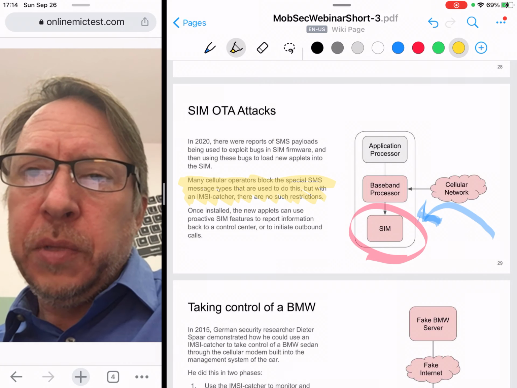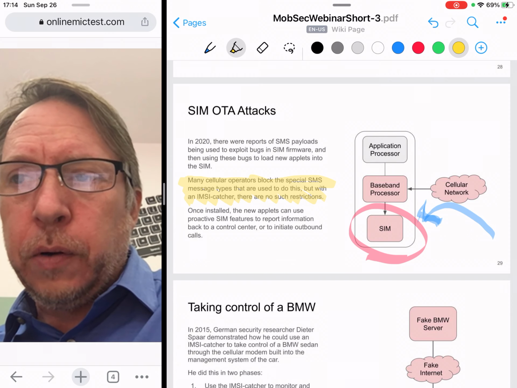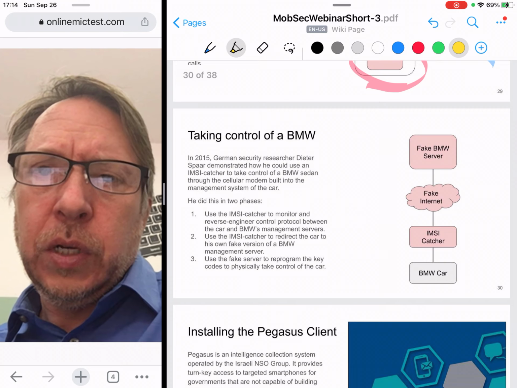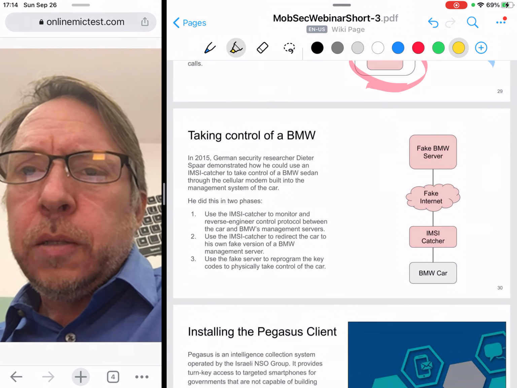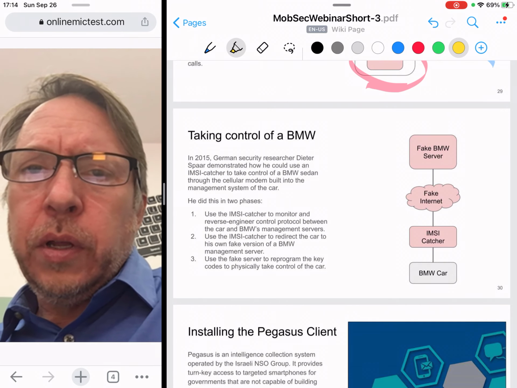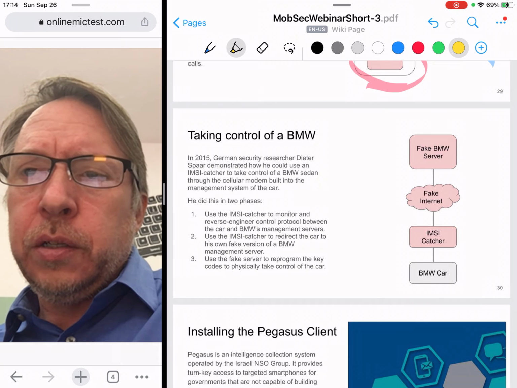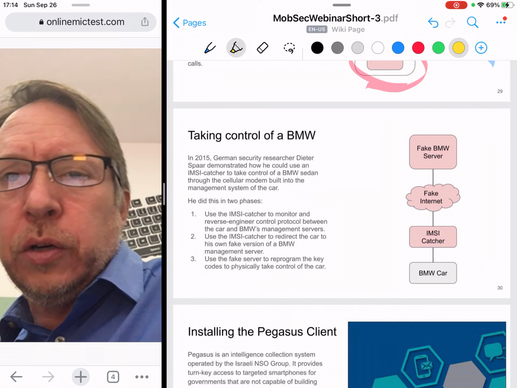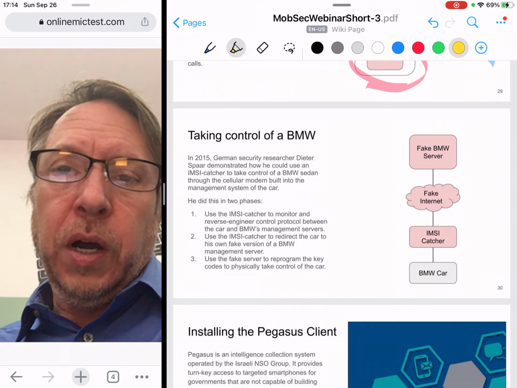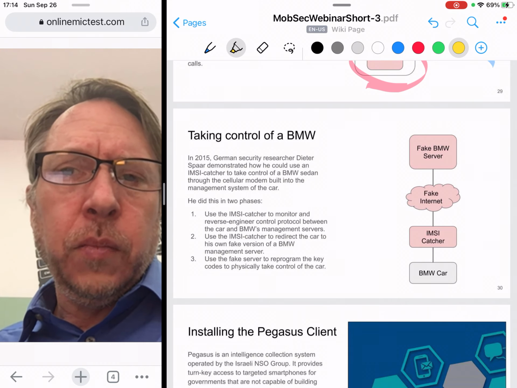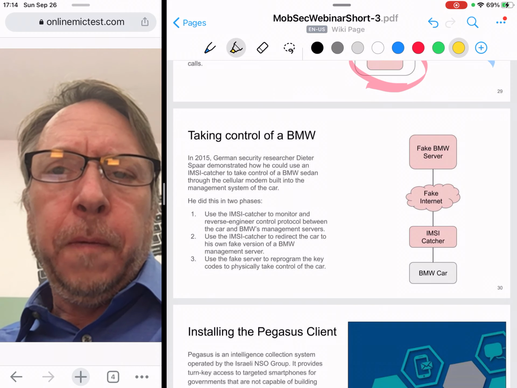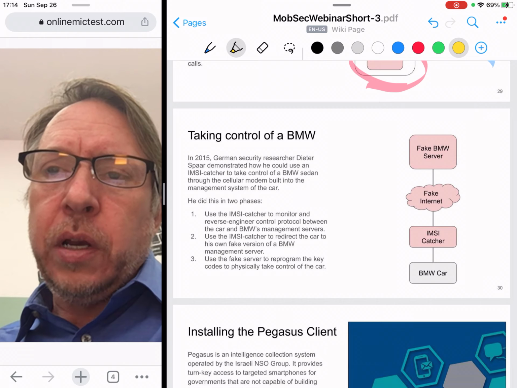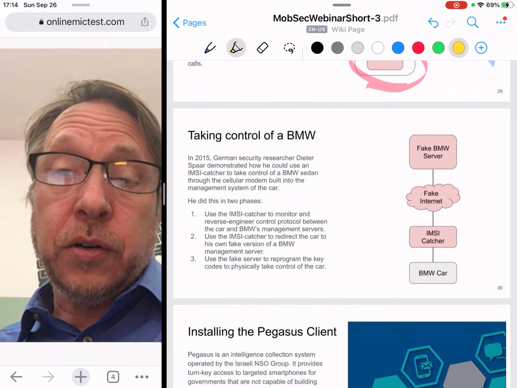Slide 30, another case study. You can read about it in the press. In 2015, German security researcher Dieter Spaar, who, by the way, lives on a lovely little farm in rural Bavaria, demonstrated how he could use an IMSI catcher to take control of a BMW sedan through the cellular modem. And it works like this.